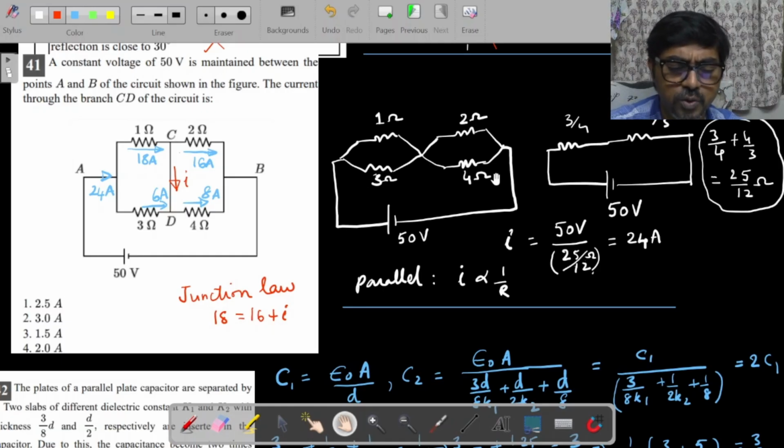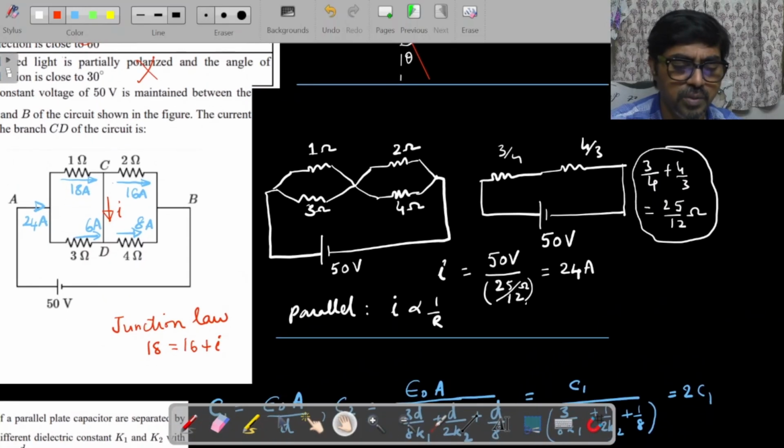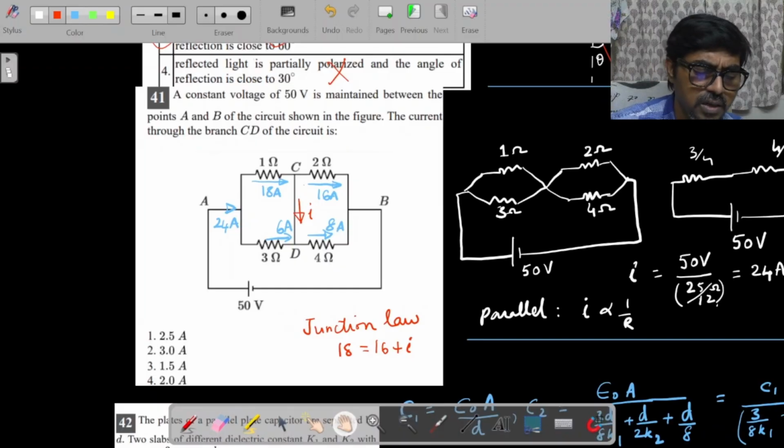This is going to be the equivalent schematic diagram you will get. You see 1 and 3 are connected in parallel and 2 and 4 are connected in parallel. 1 and 3 in parallel becomes 1 into 3 by 1 plus 3, 3 by 4. Same way 2 and 4 in parallel will give you 2 into 4 by 2 plus 4, 8 by 6 or 4 by 3. And these two are in series, so 3 by 4 plus 4 by 3, 9 plus 16, 25 by 12 will be the effective resistance. Once I have effective resistance, I can calculate current. EMF is 50 volt, R effective is 25 by 12, so you will get 24 ampere.